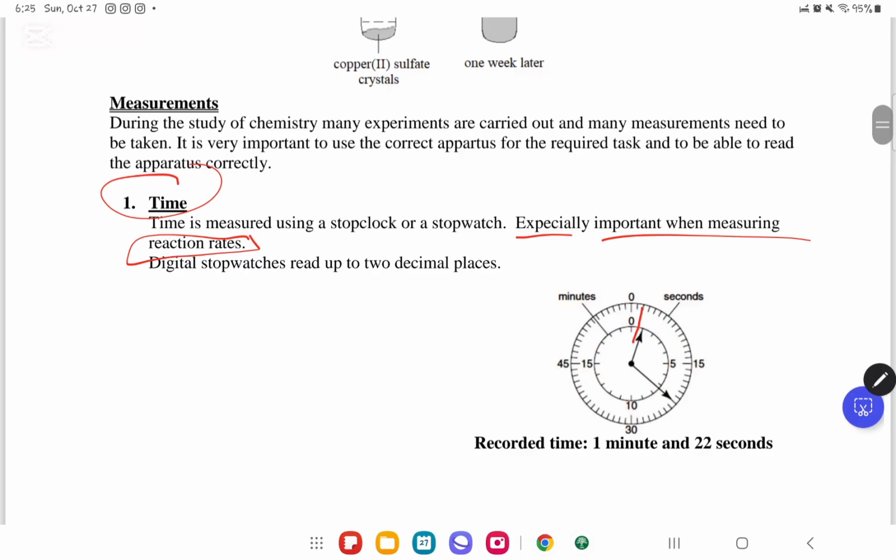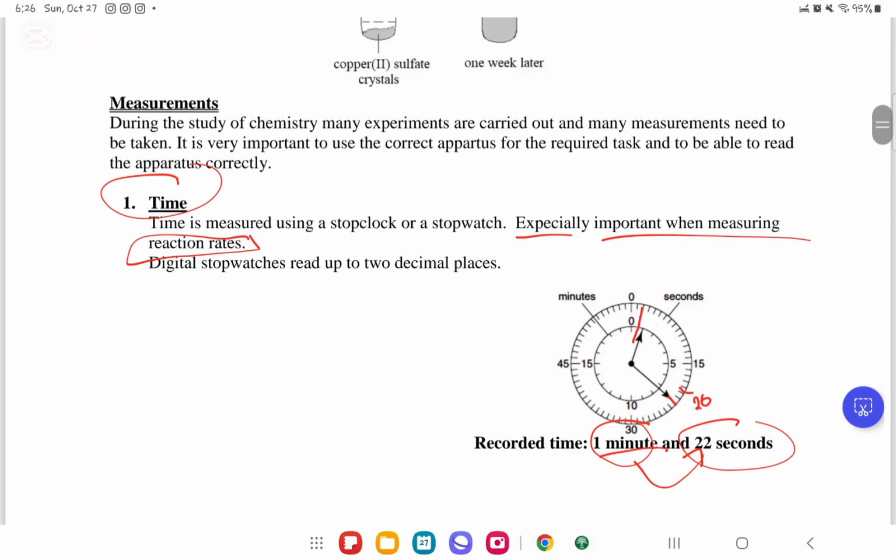So reading it, it is approximately 1 minute and 22 seconds. Now pay attention, in the exam they might ask you to change it to only seconds, so don't leave it in minutes, okay? 1 minute is 60 seconds.